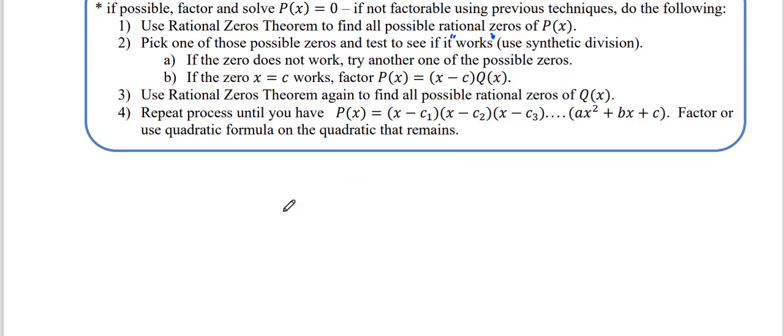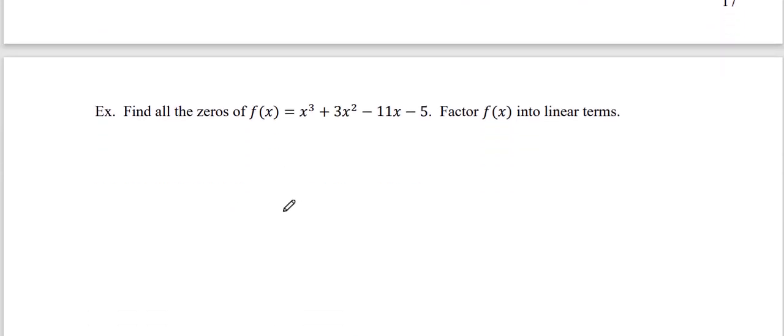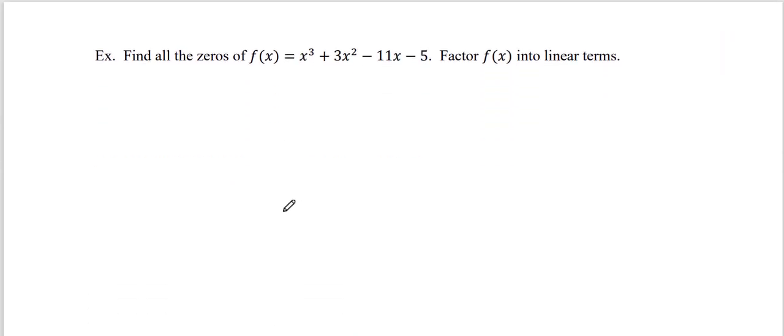That's what we're going to work through. Pull up the next video and then you can see how we're going to work through those steps in this example.